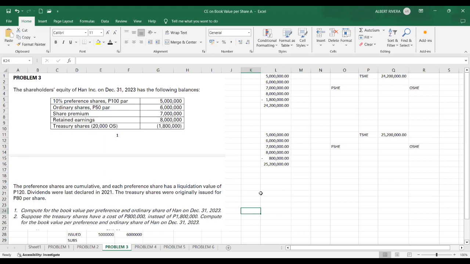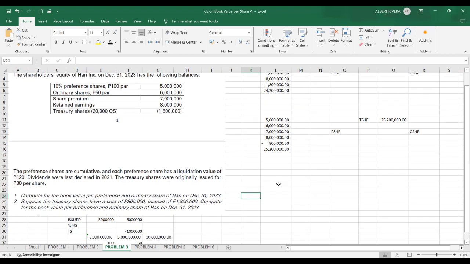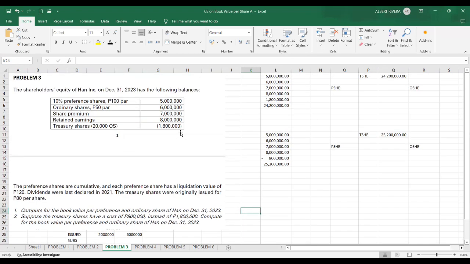Sa problem 3, class, maganda na to, kasi kompleto na eh. Di ba kanina, ang binibigay lang sa iyo yung issued shares. So the issued shares, that is already your outstanding number of shares. Eh di ba ang kailangan naman natin outstanding. So you have your issued plus the subscribed minus the treasury. Tulad nito, may treasury. Okay? So pinapakompute ka ng book value per preference and ordinary shares.